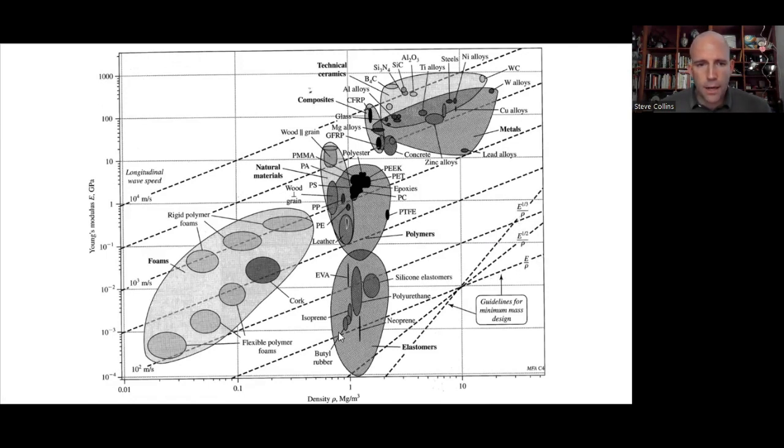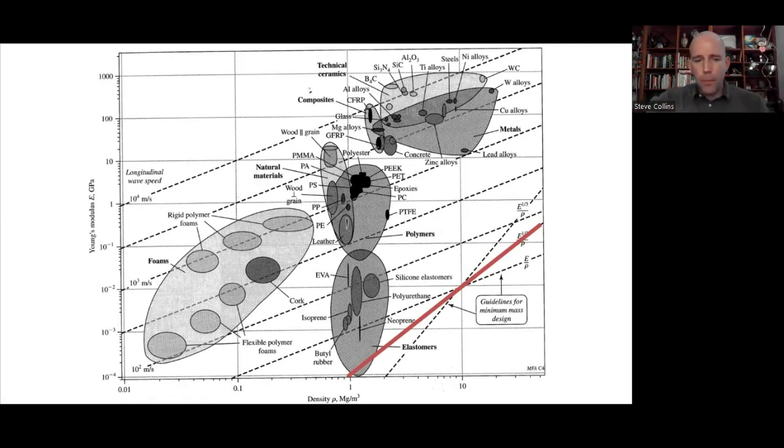So everything on this line has exactly the same value of elastic modulus divided by density. And everything on this line has exactly the same ratio of elastic modulus to the 1/3 power divided by density. Now, in this case, if we start with buckling, and then we determine that we want a low ratio of density to elastic modulus to the 1/2 power, or equivalently, we want a high ratio of the square root of elastic modulus to density, everything on this line has a constant value.